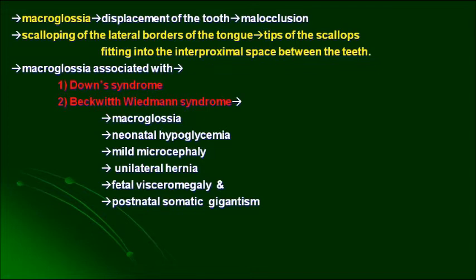So what are the other features of Beckwith-Wiedemann syndrome? That is also very important, okay. Macroglossia you can see in Beckwith-Wiedemann syndrome, neonatal hypoglycemia, mild microcephaly, umbilical hernia, fetal visceromegaly and postnatal somatic gigantism. So these are the features of Beckwith-Wiedemann syndrome. The most important feature in that is macroglossia. So the two conditions associated with macroglossia are Down syndrome and Beckwith-Wiedemann syndrome.